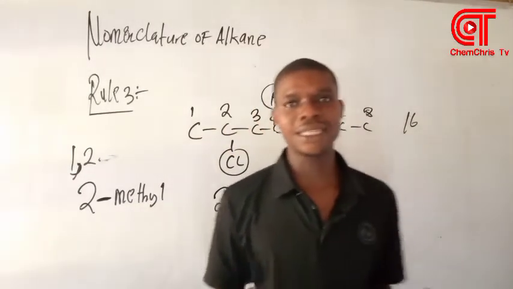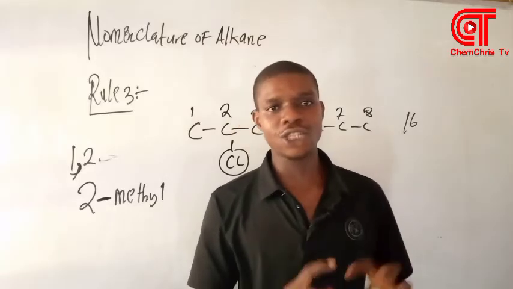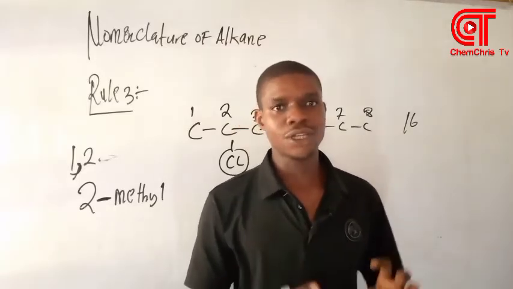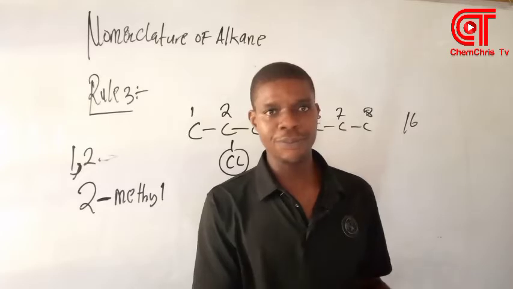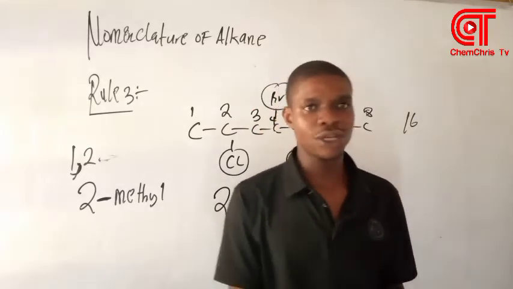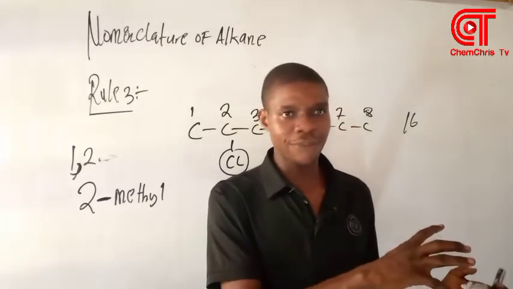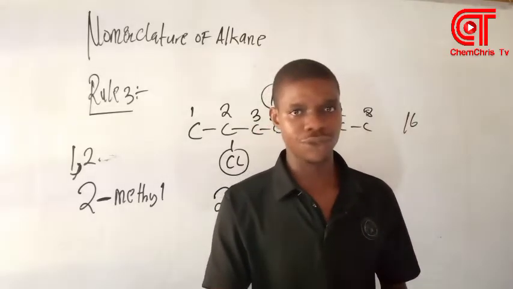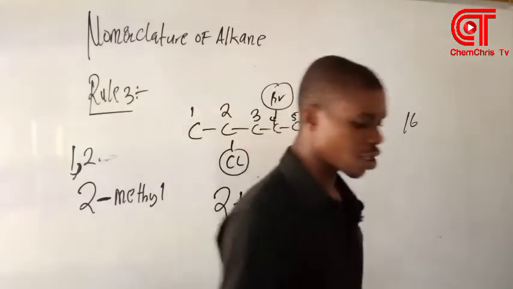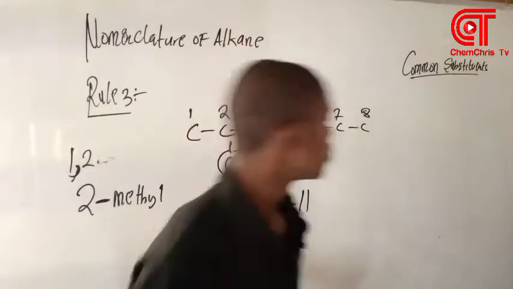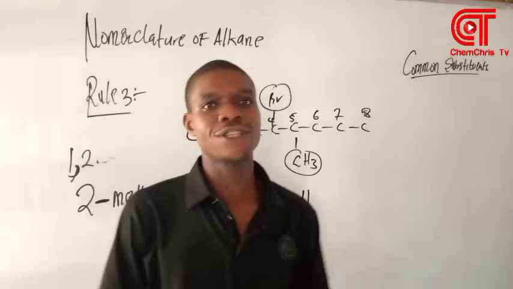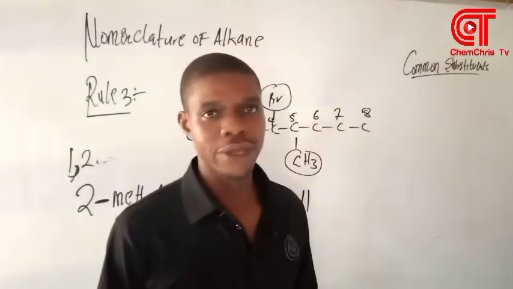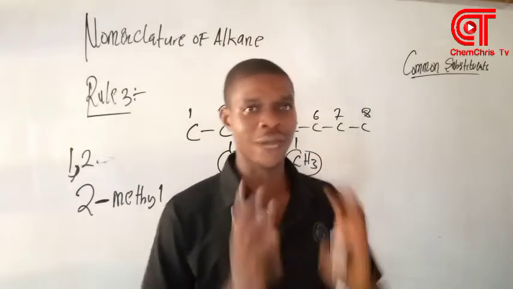Another thing here is that you must arrange the substituents alphabetically. So A will come before B, before C, and the rest. After taking the numbering, you must arrange the substituents alphabetically, which I'm going to explain to you. Now let's look at some common substituents before we name this compound. These are substituents you are going to use more in the nomenclature of organic compounds.